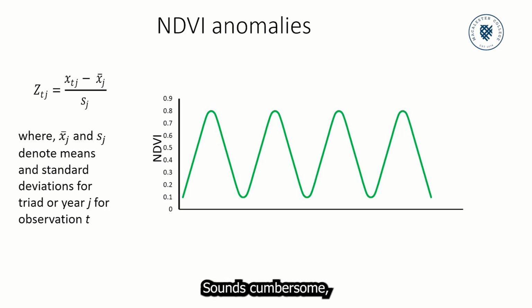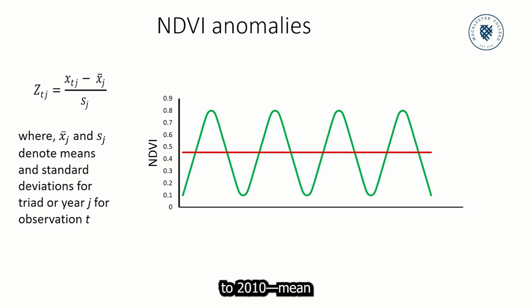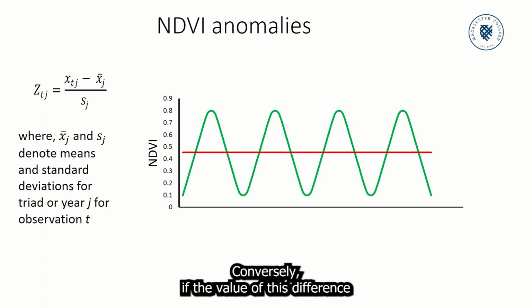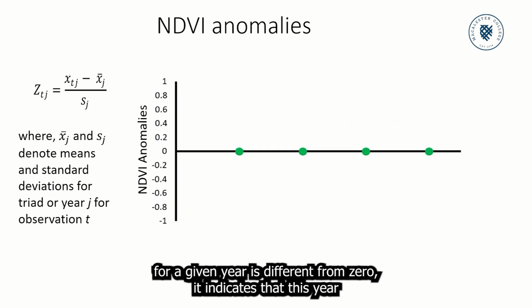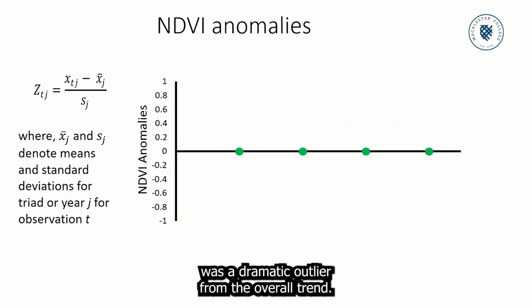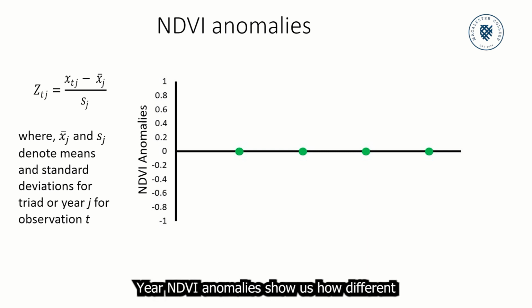Sounds cumbersome, but the rationale is simple. If no variation in NDVI exists, the difference between the overall 1982 to 2010 mean in each year will be equal to 0. Conversely, if the value of this difference for a given year is different from 0, it indicates that this year was a dramatic outlier from the overall trend. It's as simple as that. Year NDVI anomalies show us how different a year was from the overall 28-year trend.